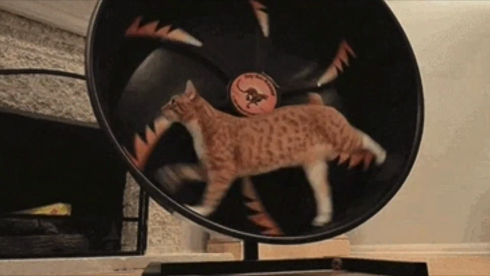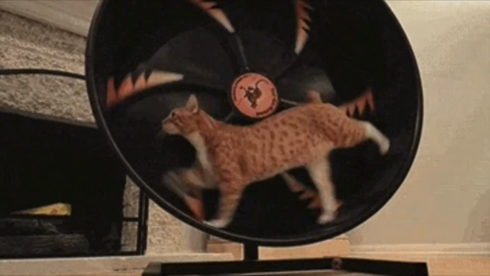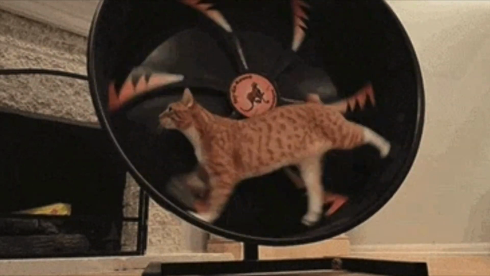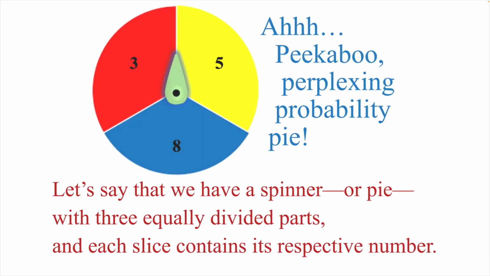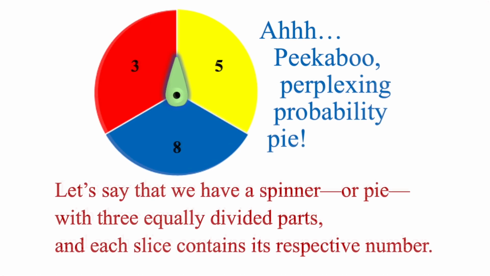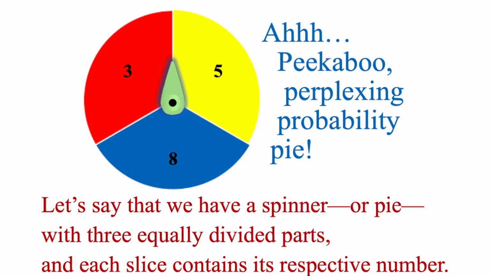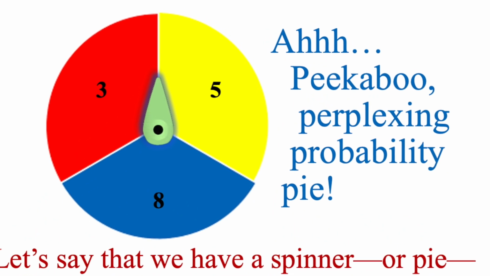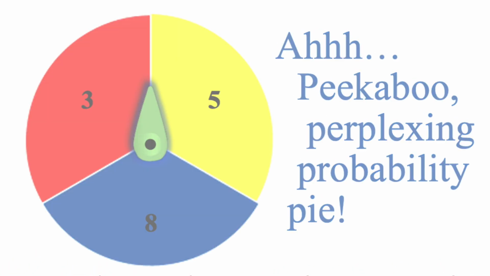Probability questions involving a spinning wheel can seem daunting. So let's break down a small problem to see if we can apply these steps to more complex problems. Joining us is my pal, the Perplexing Probability Pie. My well-rounded friend has compartmentalized himself into 3 equal sections, and he is displaying a number on each section. In the red section is the number 3, in the yellow is 5, and in the blue is 8.